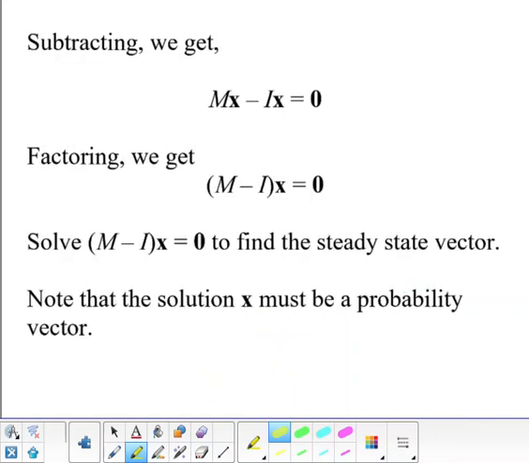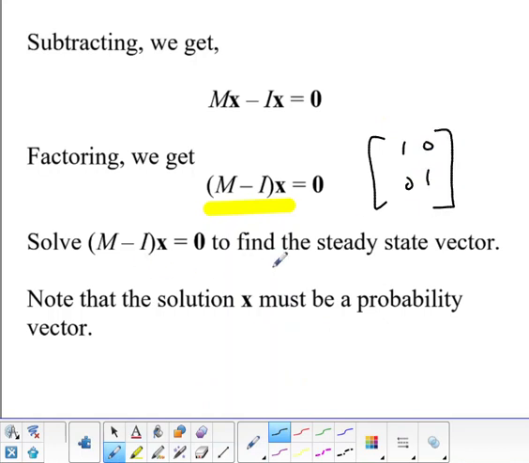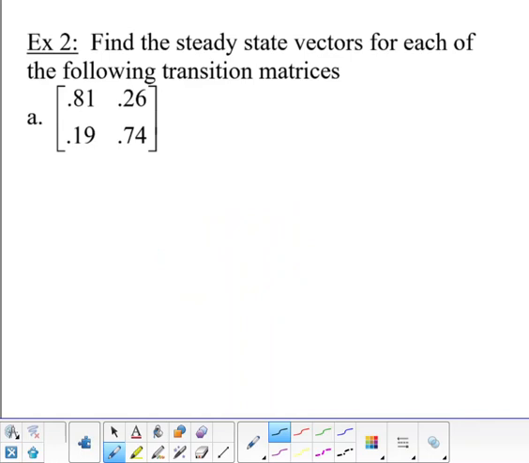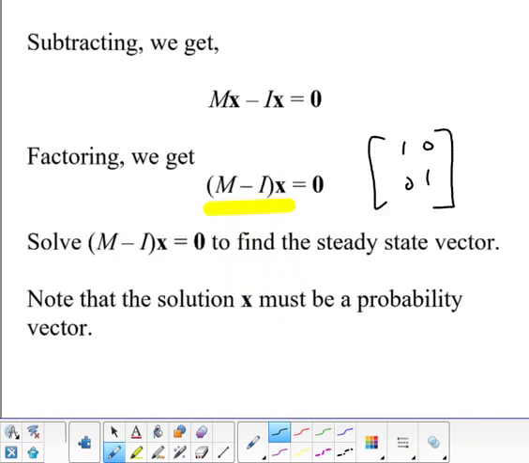We can do some simple arithmetic and move this I times X over to the other side. Then we can factor out that steady state vector, and that equals 0. So M minus I is very simple math to do. Take that migration matrix, and for a 2 by 2, we just subtract the identity matrix, which is 1, 0, 0, 1. That's pretty easy to do, and that's how I did that.